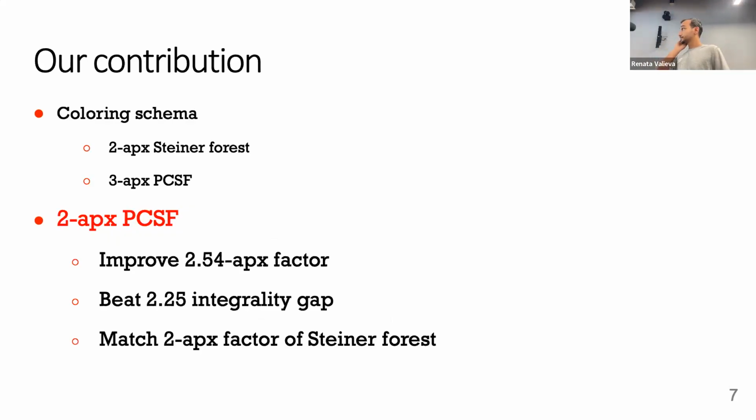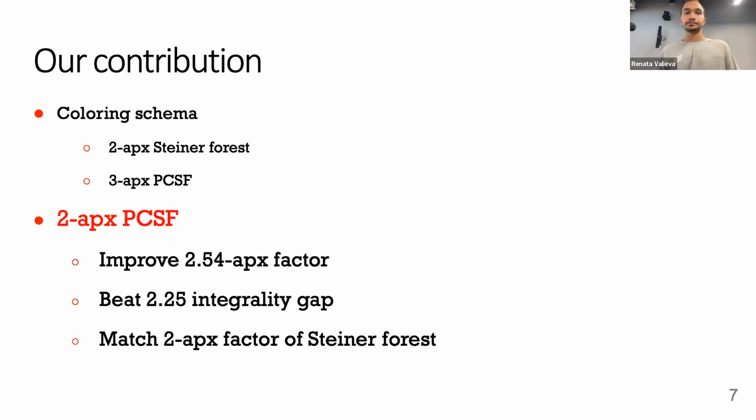And finally, our contribution is proposing a new idea. We call it coloring schema. Using this idea, we can reinterpret the 2 approximation algorithm for Steiner forest and the 3 approximation algorithm for price collecting Steiner forest with a slight modification, and our primary contribution is the two approximation algorithm for price collecting Steiner forest. In this work, we improved the 2.54 approximation factor for this problem and also beat the 2.25 integrality gap. And also it closes the gap between price collecting Steiner forest and Steiner forest, which is a specification of that problem.